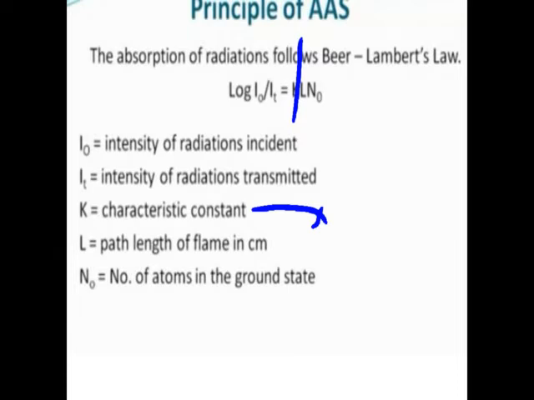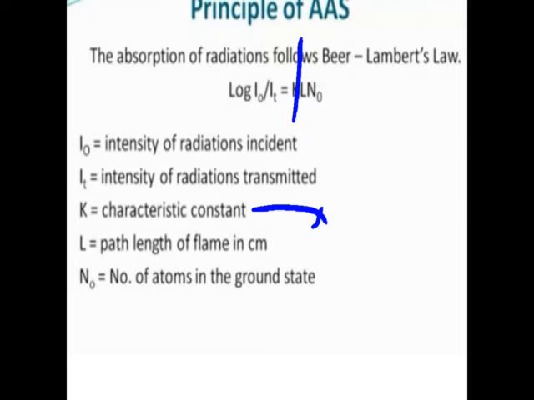How far the flame travels, or how much the path length of that flame is, that is the path length of the flame. So it is denoted by capital L. It is in centimeters. Then Ng is the number of ground state atoms. Okay, so principally it depends upon the ground state atoms, which are not transferred from the ground state to the excited state, like in flame photometry. So it depends upon this. Overall, this is the principle of atomic absorption spectroscopy.